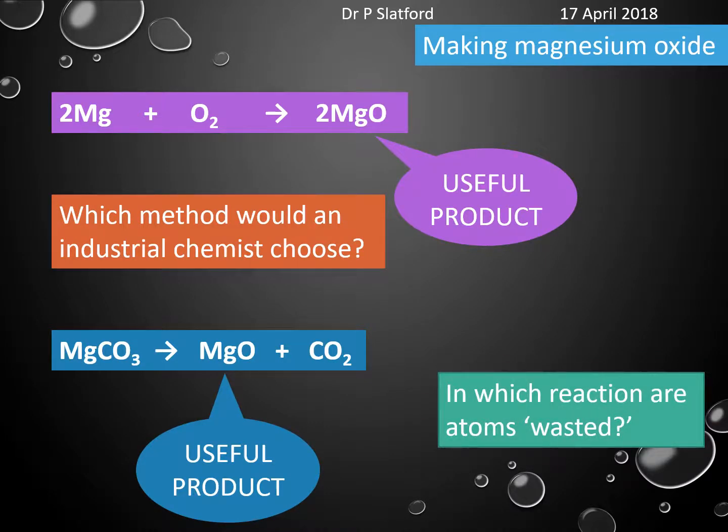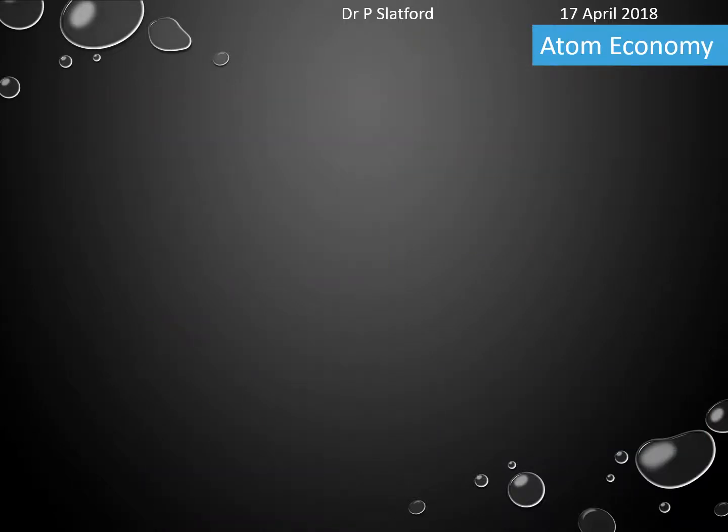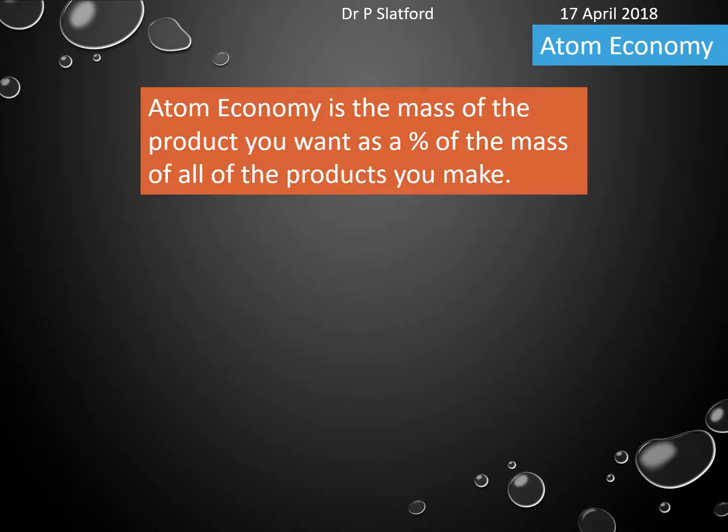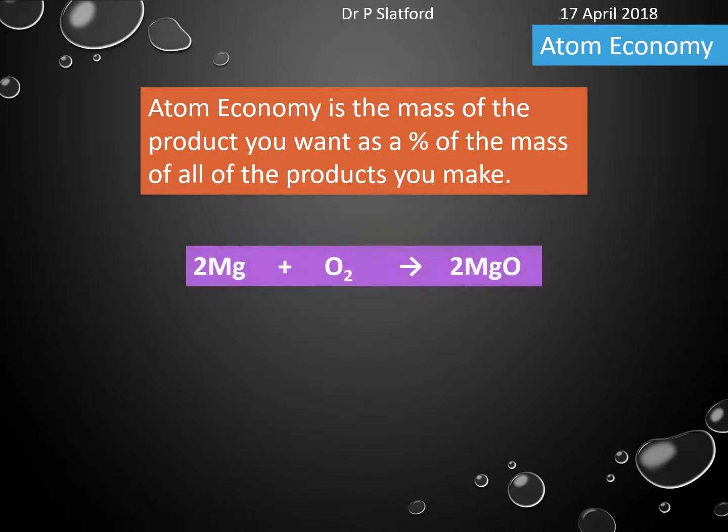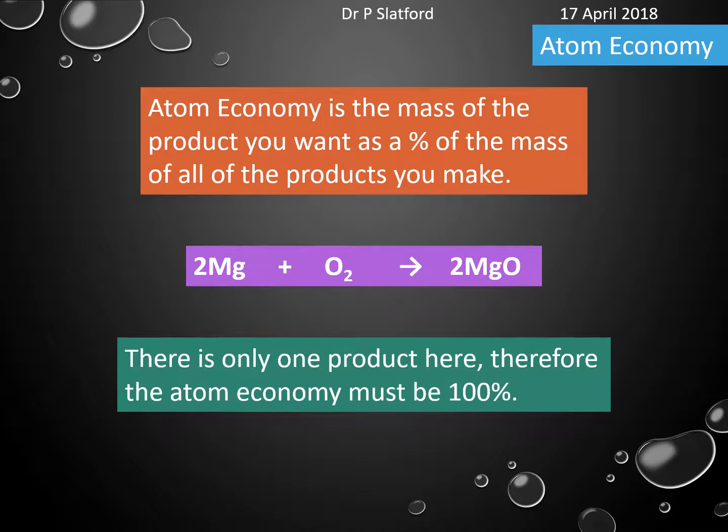But the bottom reaction has another problem, in that I waste some of the atoms that I started off with. And we need to work out the percentage of that. So atom economy then is the mass of the products you want as a percentage of the mass of all of the products you make. Well, I only make one product in this reaction. So actually, the percent of the mass of the product that I want is 100%, because it's the only product there. So if you only make one product, your atom economy is always going to be 100%.